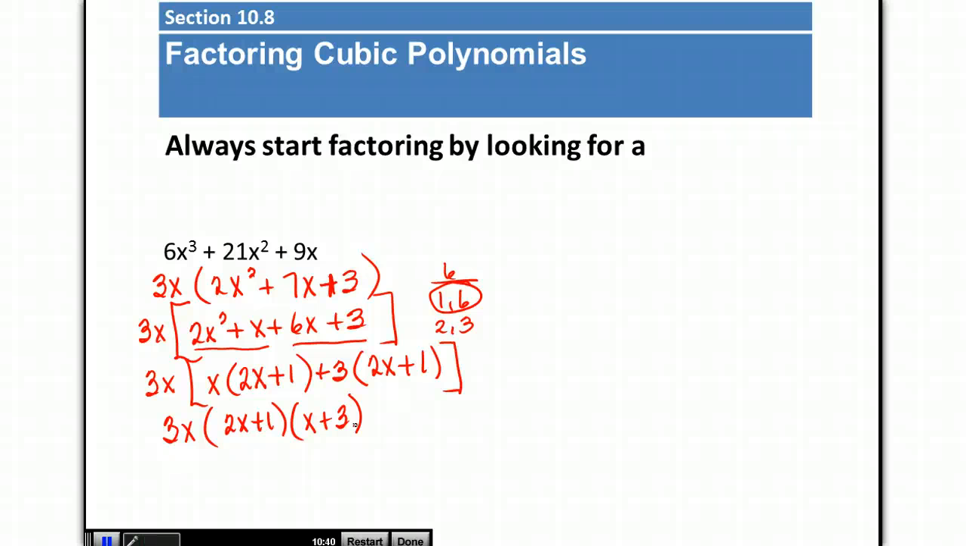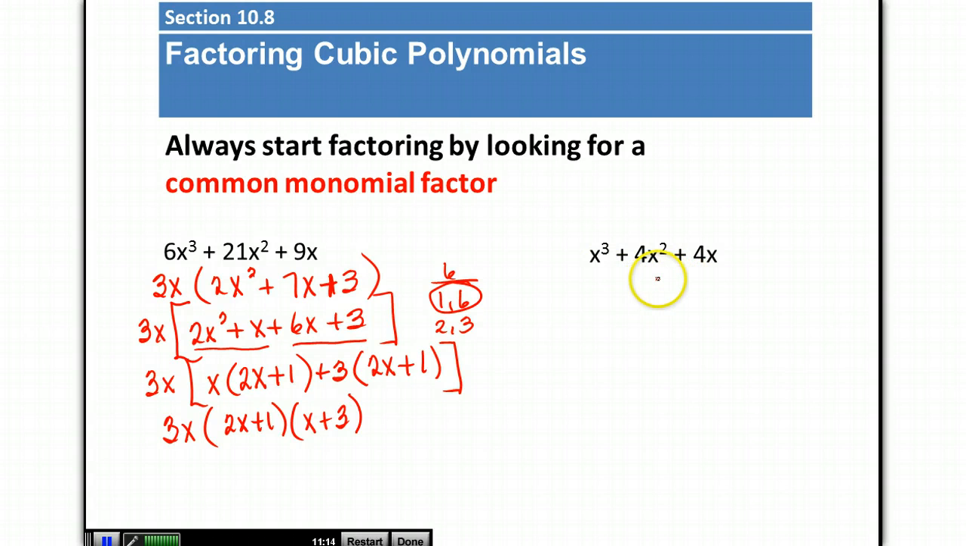Last week, we looked to see if they had a common monomial factor, and we factored those out. After you factor out the common monomial factor, look to see if it's a trinomial, factor by trial and error, or by perfect trinomial square, or if it's a binomial, is it a difference of 2 squares? One more example on this part.